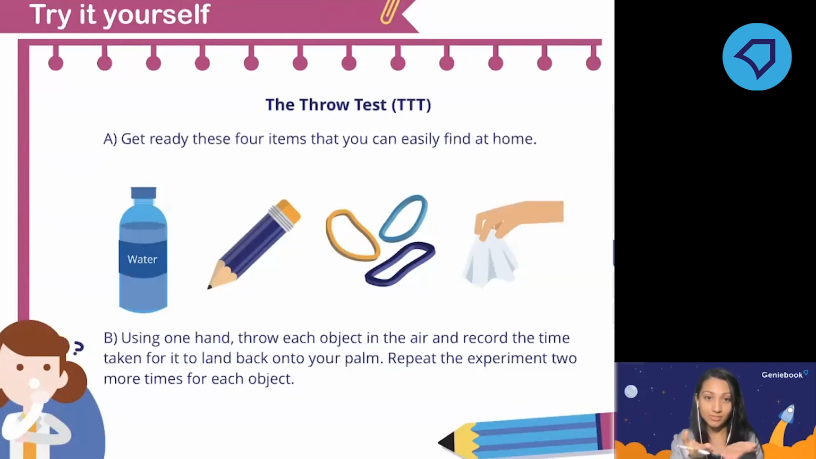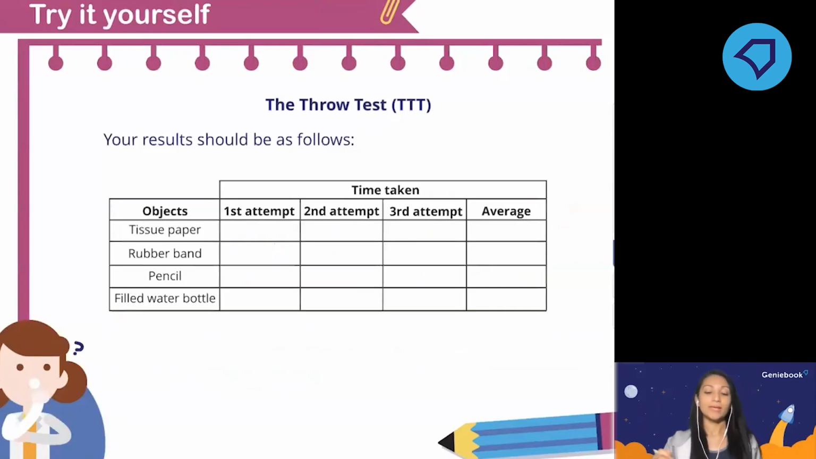You don't have to crush it, just leave it as it is. So using one hand, throw each object in the air, and then record the time taken for it to land back onto your palm, and repeat the experiment 2 more times for each object. And then this was the graph given for you to try. So you're supposed to do it 3 times, so you find the average so that this will be a reliable test.